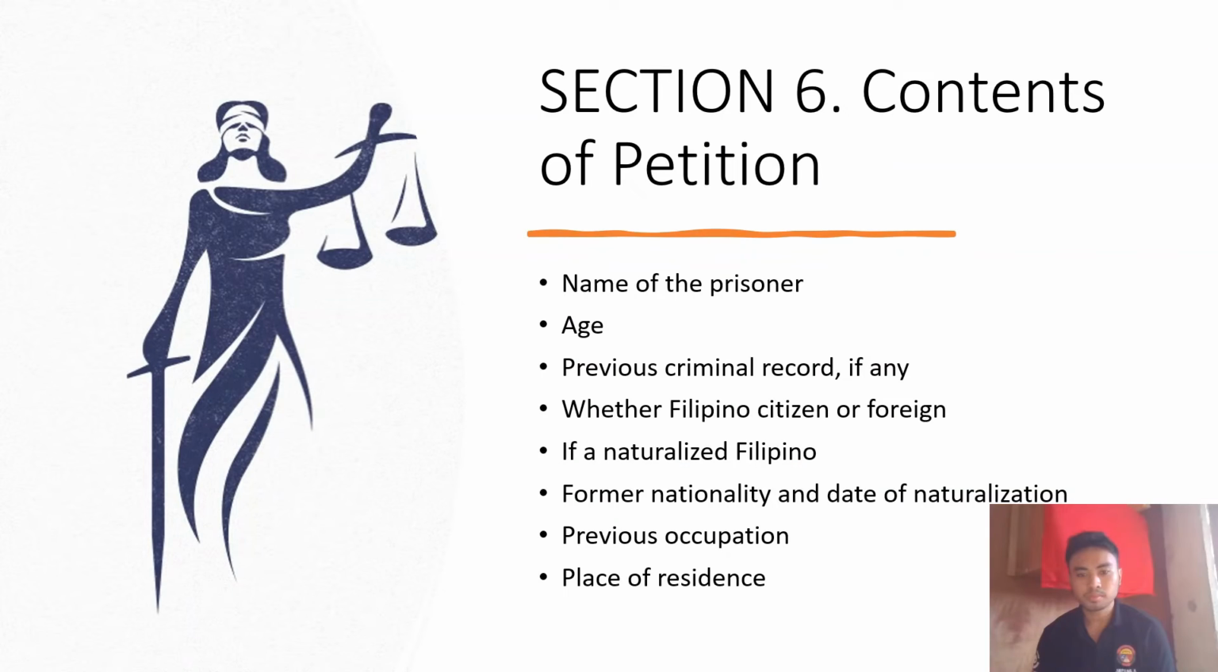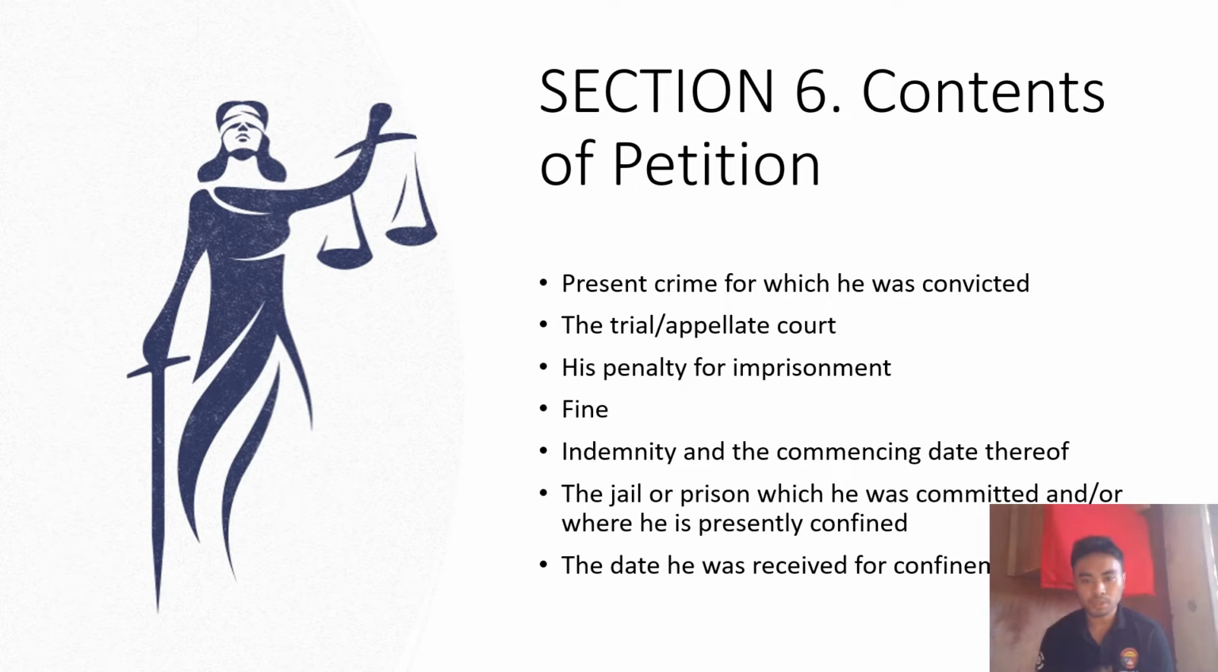Section 6. Contents of Petition. Contents of petition include the name of the prisoner, age, previous criminal record if any, whether Filipino citizen or foreign national, if naturalized Filipino, former nationality and date of naturalization must be included, previous occupation, place of residency, present crime for which he was convicted, the trial or appellate court where his case was processed, the penalty for his imprisonment, the fine, the indemnity and commencing date thereof.